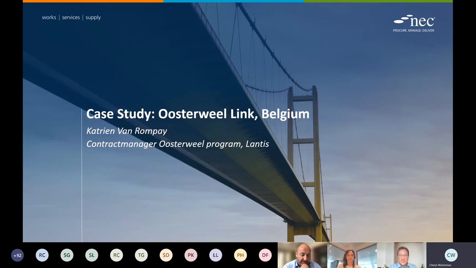Catherine is involving all parties and all sides to introduce the key concepts of mutual trust and collaboration in the Flemish construction sector, where historically a culture of claims and conflict has been present. And these changes, along with the need to move into a highly complex project for the Oosterweel, create certain challenges, which I'm sure she'll explain in some detail for us now. Catherine, over to you.